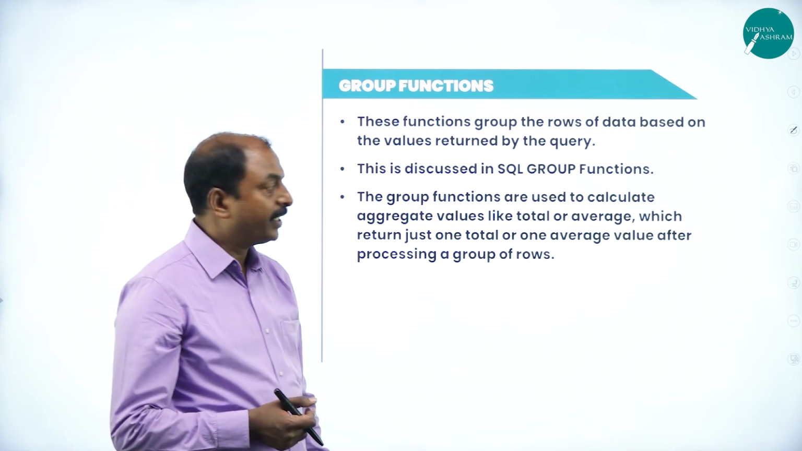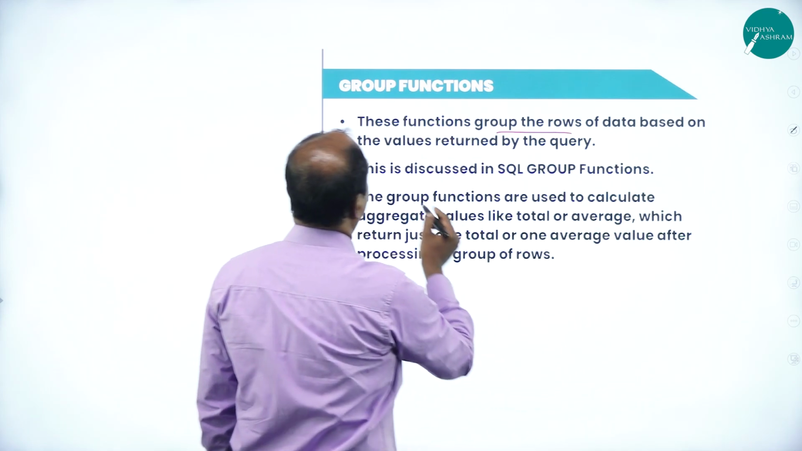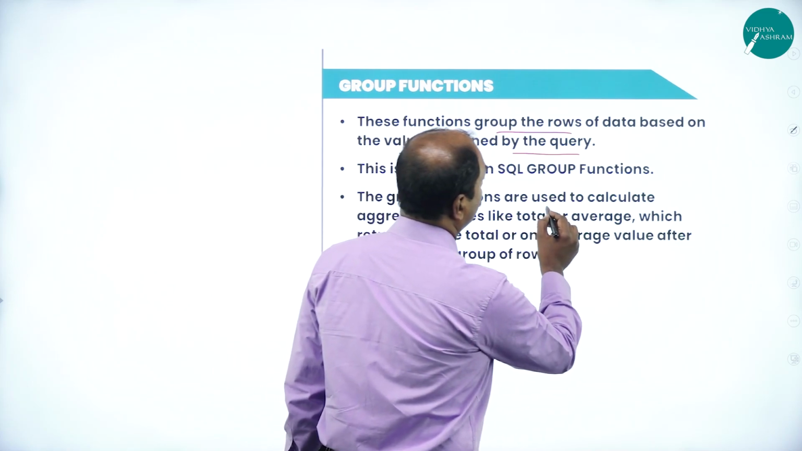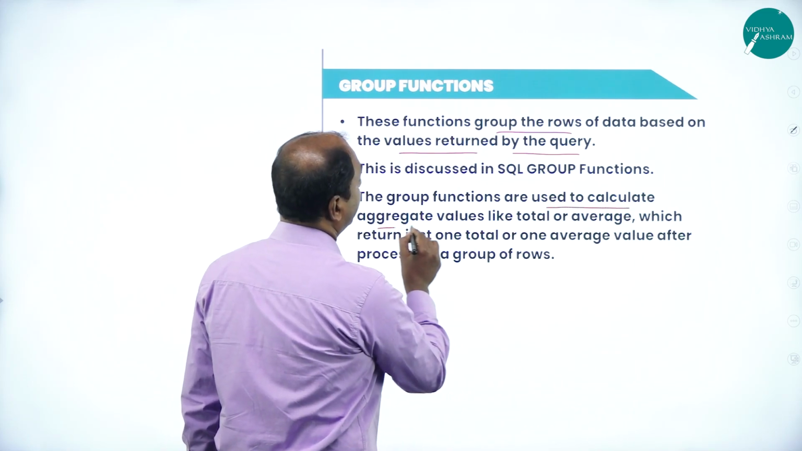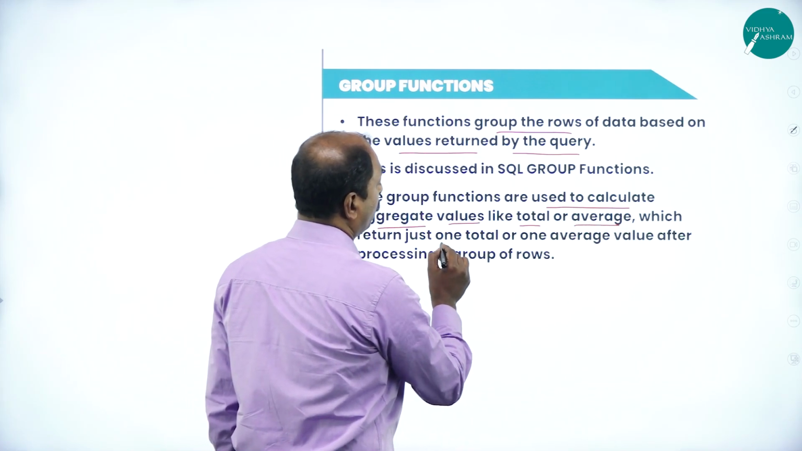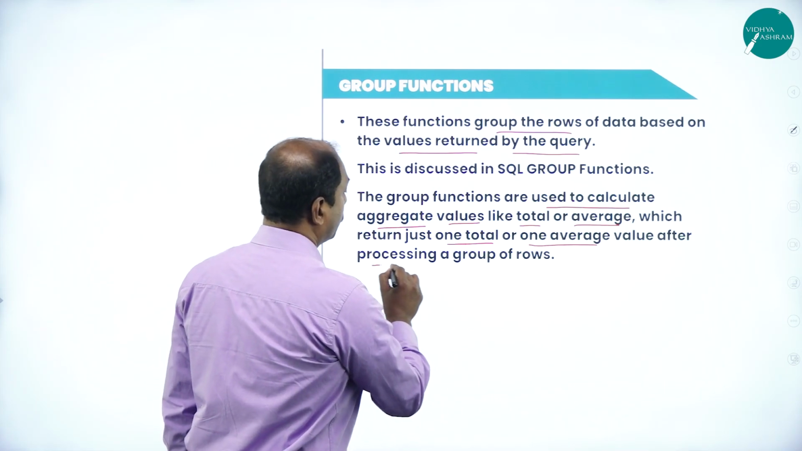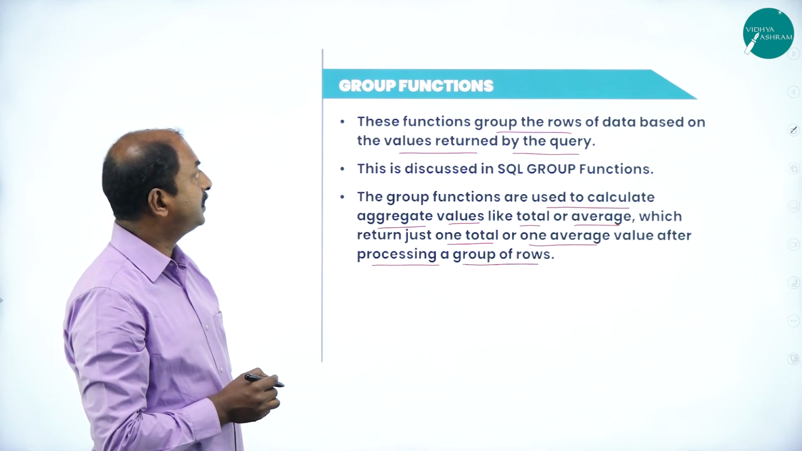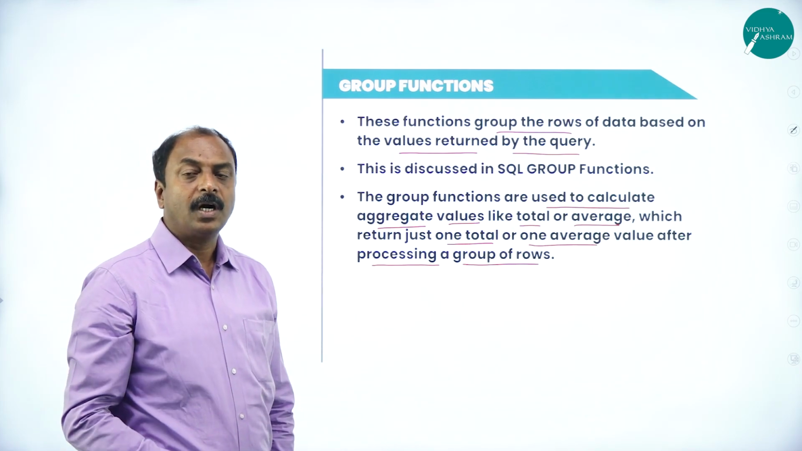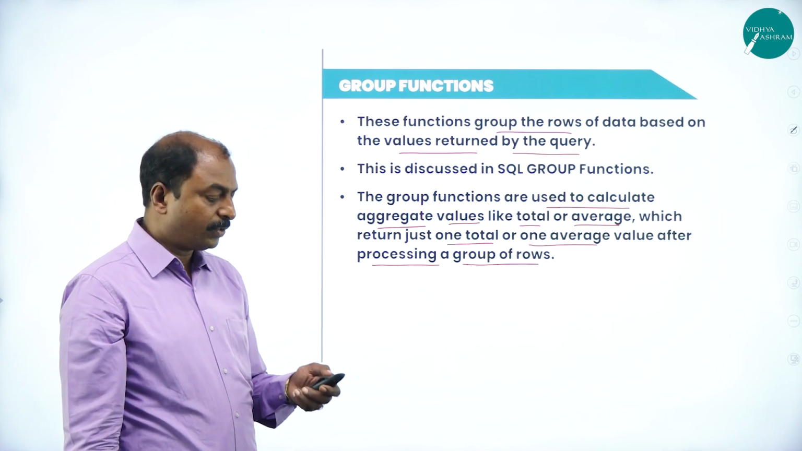Next we see some other functions here. These functions group the rows of data based on the values returned by the query. The group functions are used to calculate aggregate values like total or average, returning just one total or one average value after processing the group of rows. This is nothing but a group function, where it is going to work with multiple records or a group of records. That is the group functions. Now let us move on to the next slide.